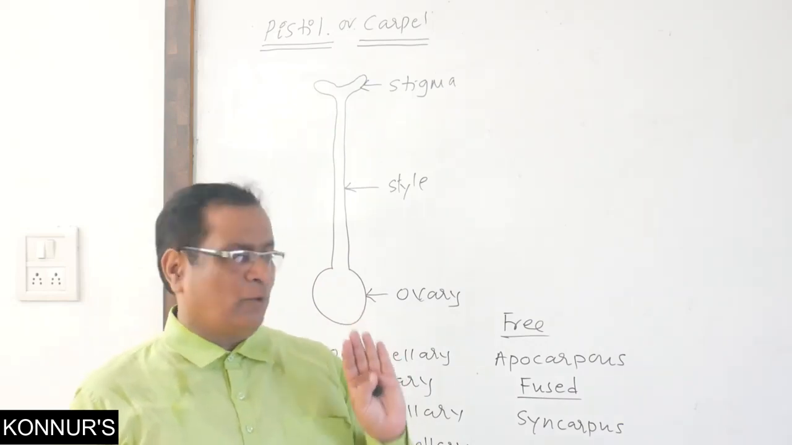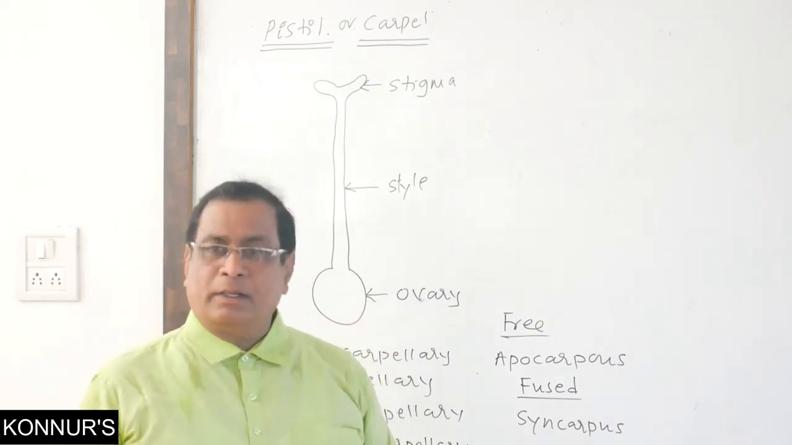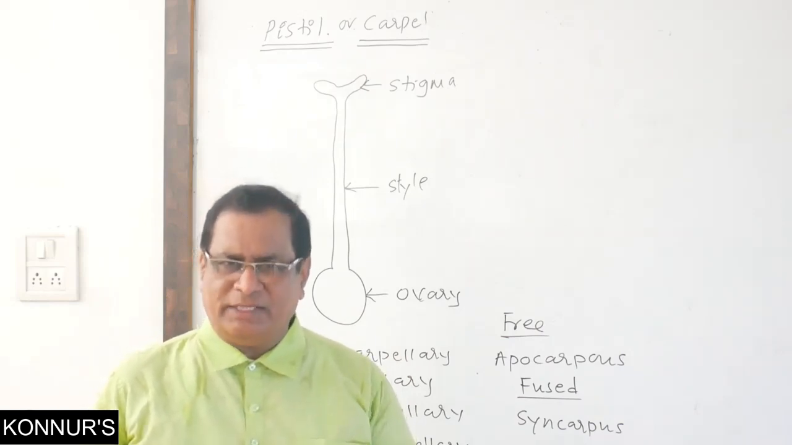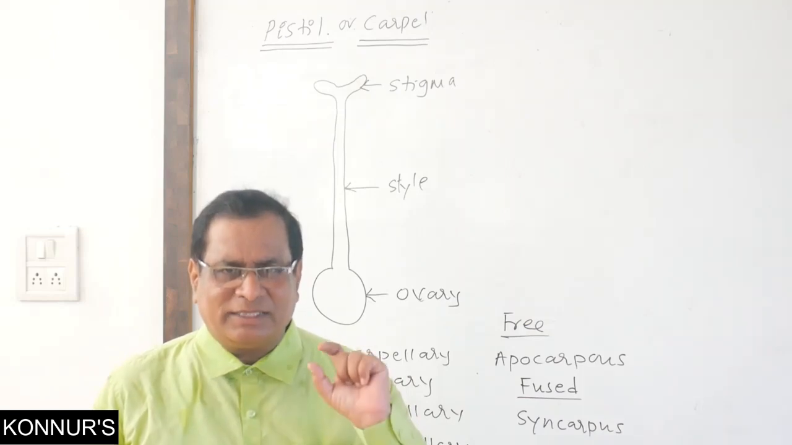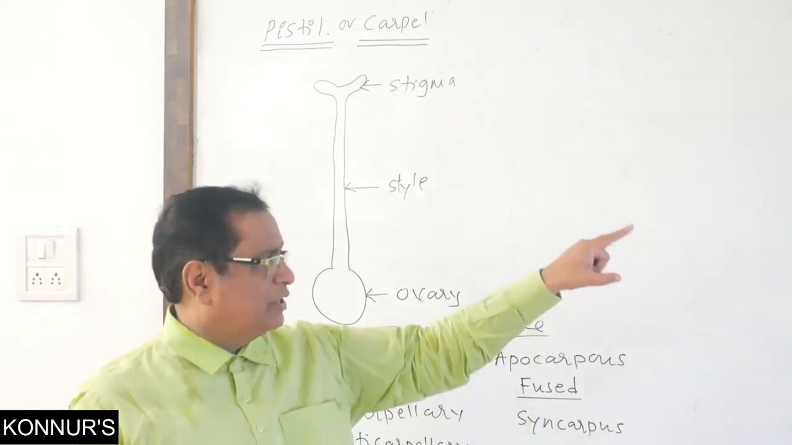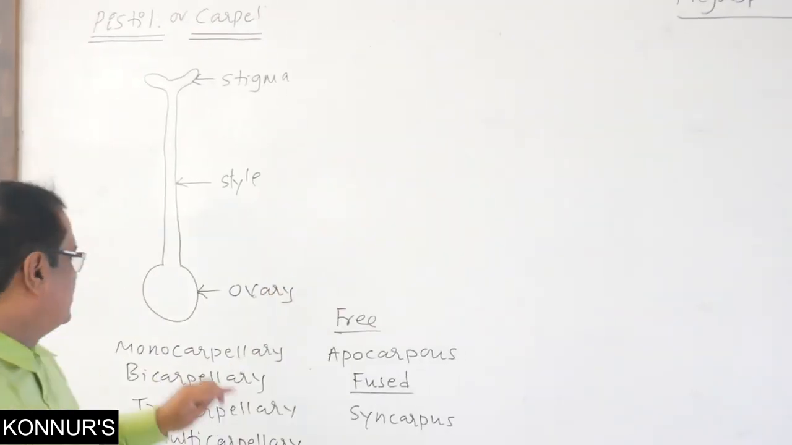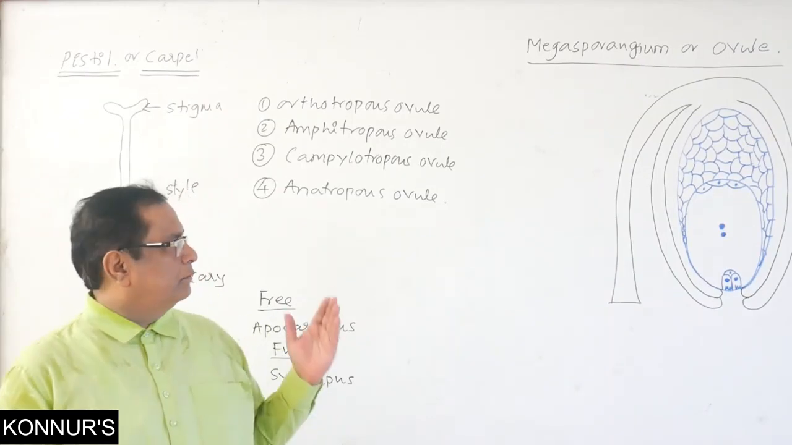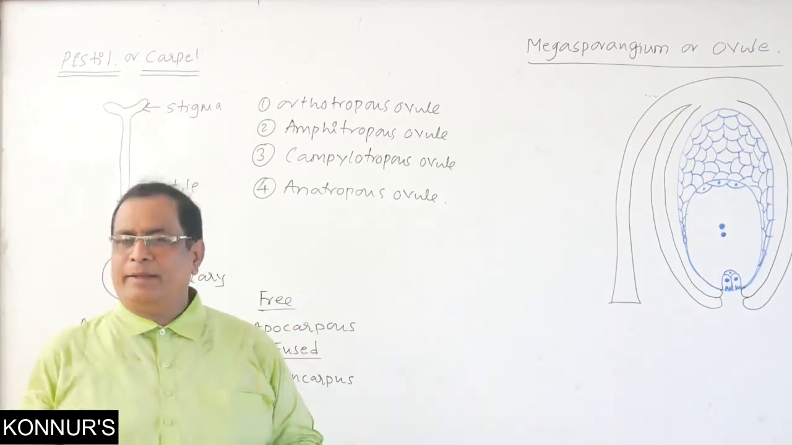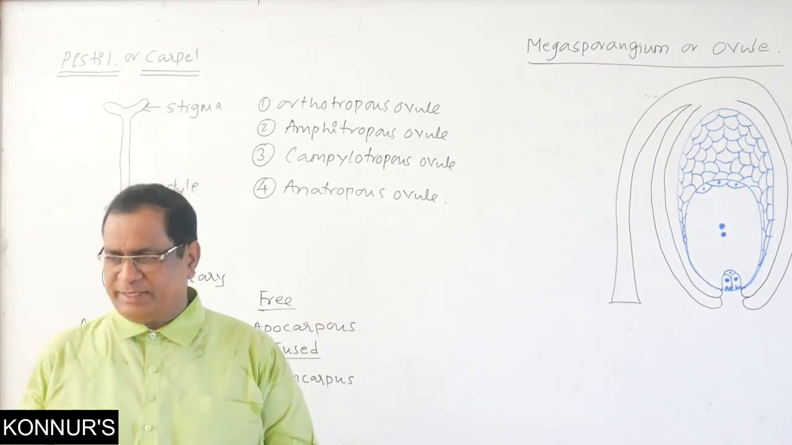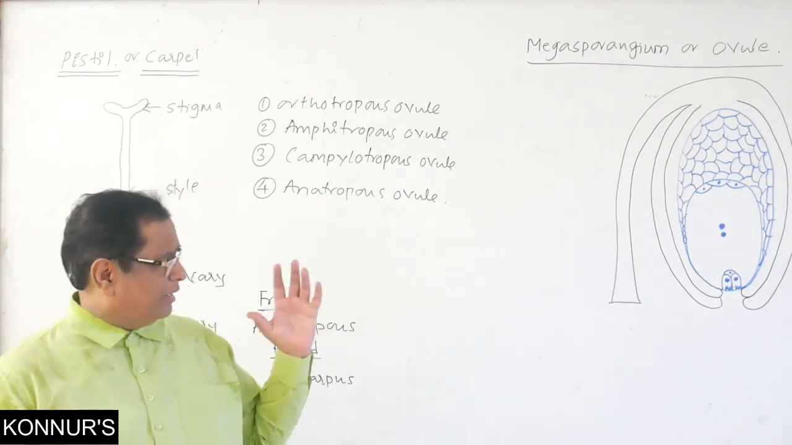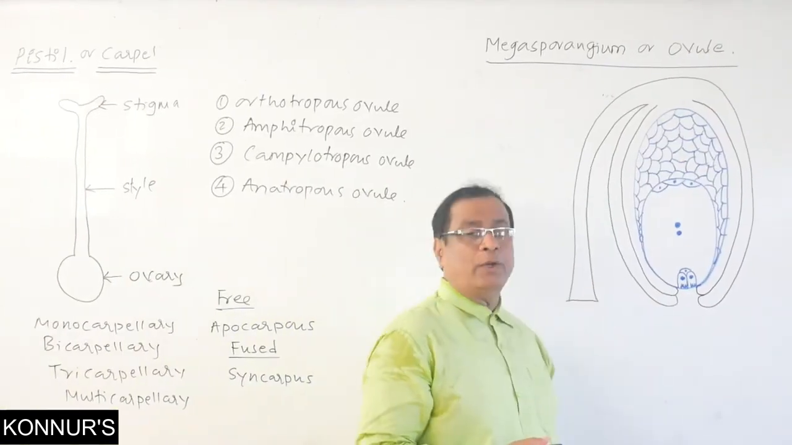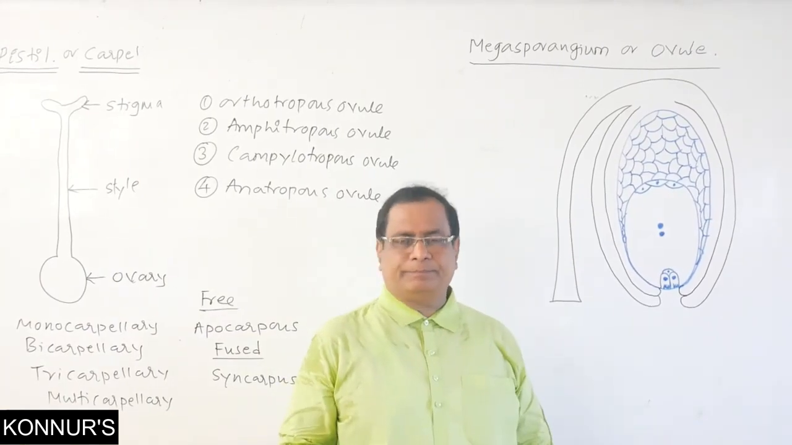And in that megasporangium there is a development of the female gametophyte where the female gamete is there. Many such megasporangia or ovules are there in the ovary. In the ovary, one to many megasporangia or ovules are present. And let us see the structure of an ovule or megasporangium.